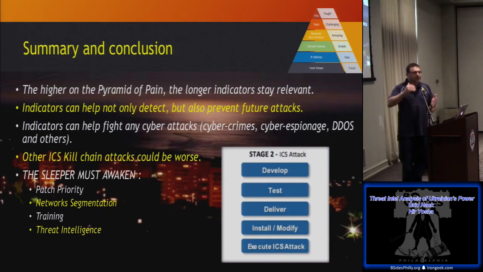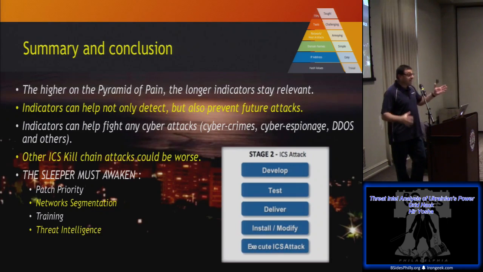So to summarize, we spoke about the pyramid of pain, and we said that the higher you go on the pyramid, the harder it is to provide countermeasures. We spoke about indicators in general and how those can help us identify the kill chain, and specifically in our case, the ICS kill chain.